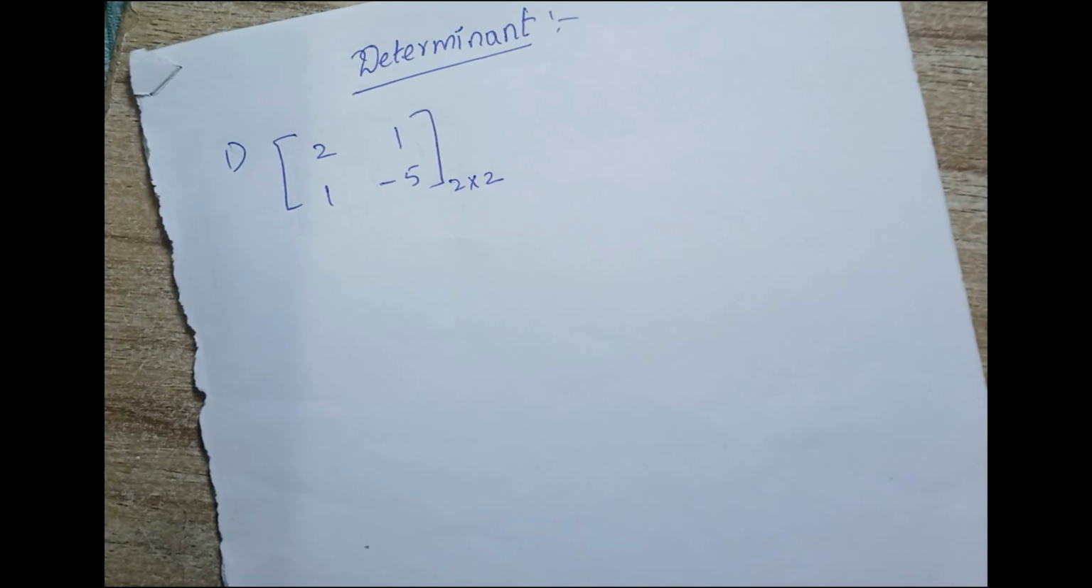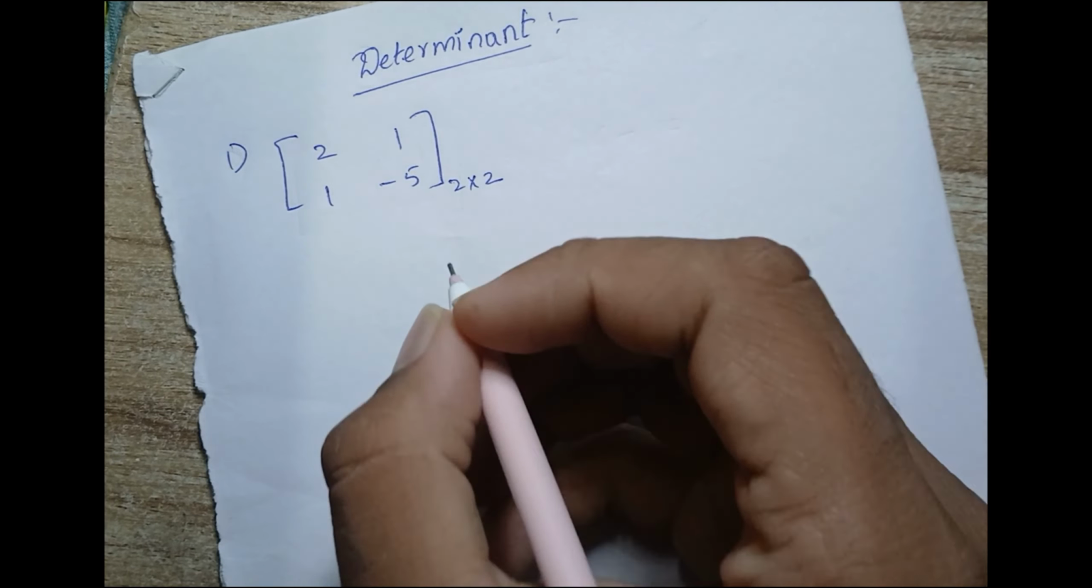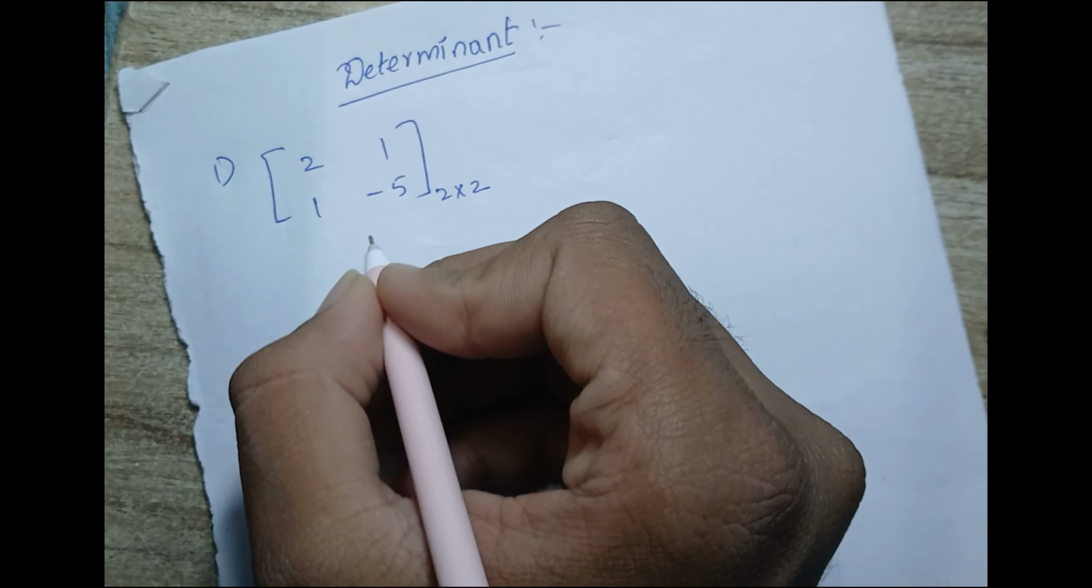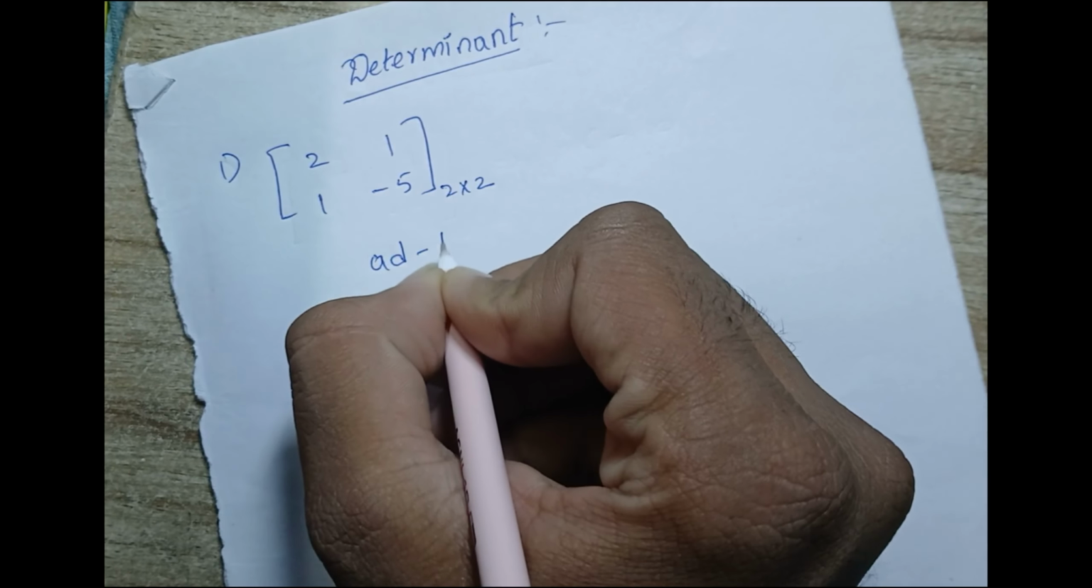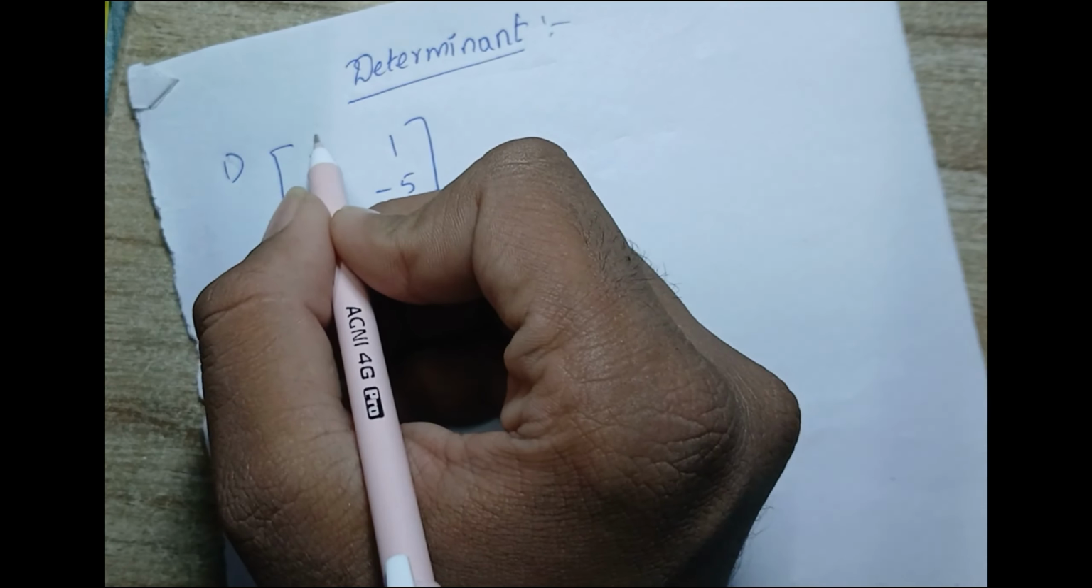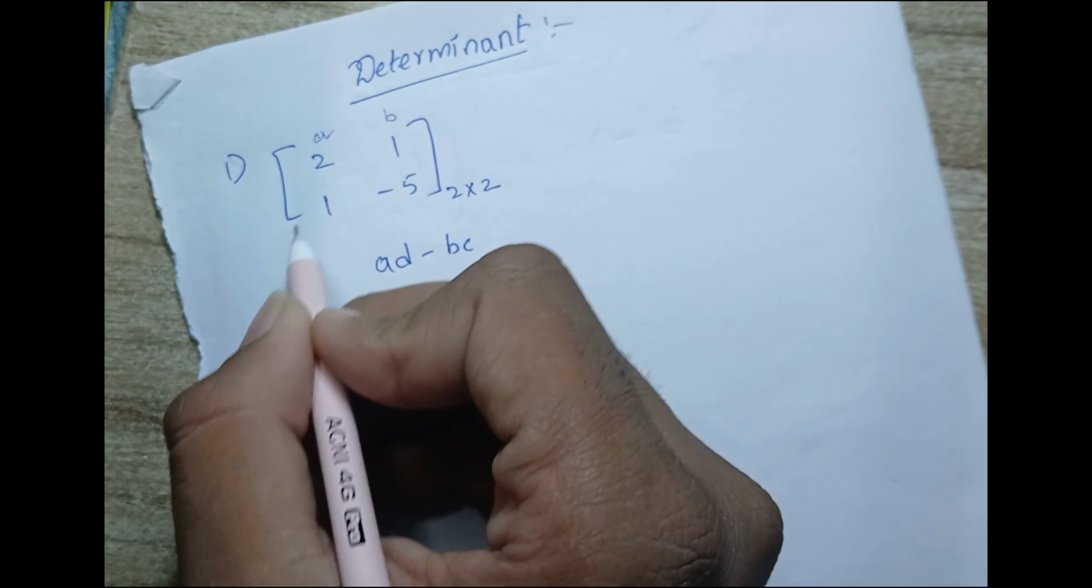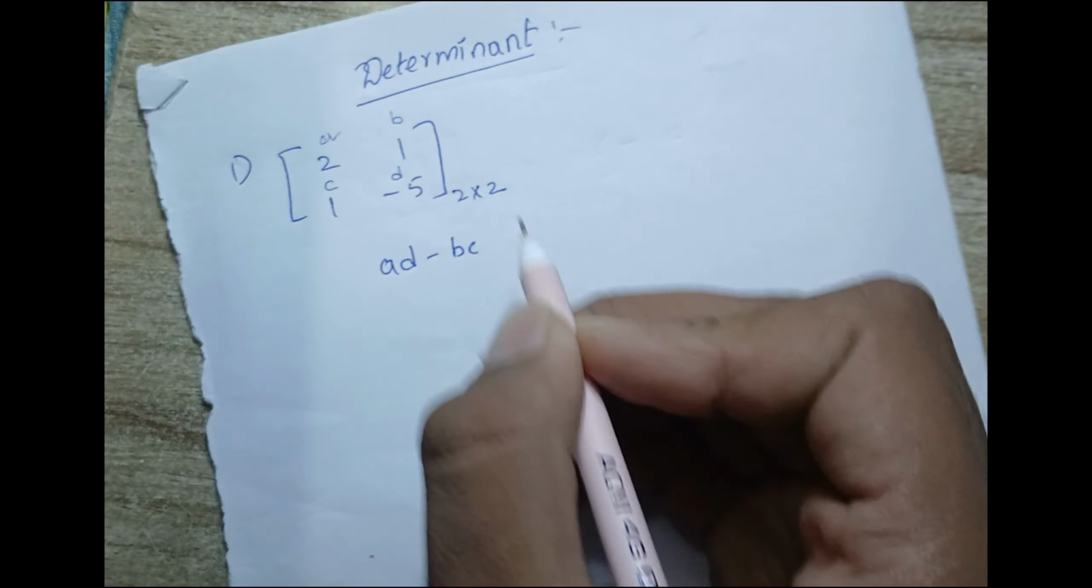Guys, let us find the determinant of a matrix. First, let us find the determinant of a 2 by 2 matrix. We have a direct formula for the determinant of a 2 by 2 matrix: AD minus BC. The first element is A, the second element is B, the third element is C, the fourth element is D.